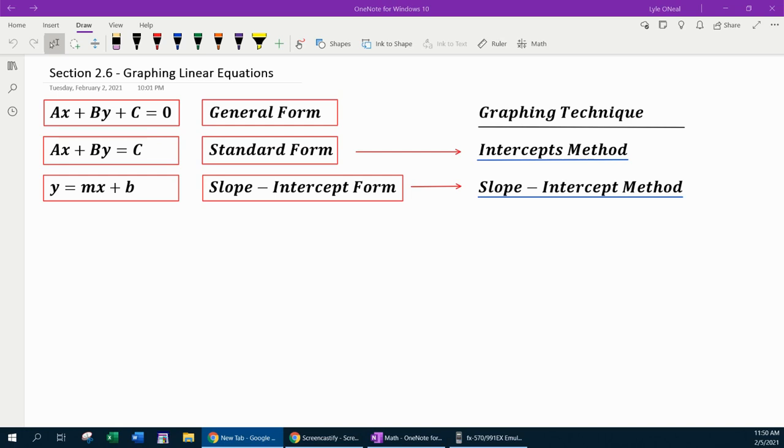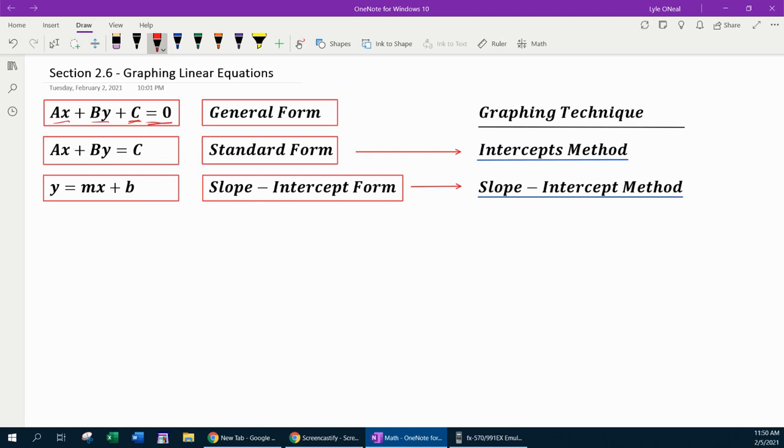So what I have written here is three forms of linear equations. The general form is the first one I have written here, and what you need to remember about general form is that it's going to be equal to 0. So you've got your ax plus by plus c, if there's a constant, equal to 0 represents general form.